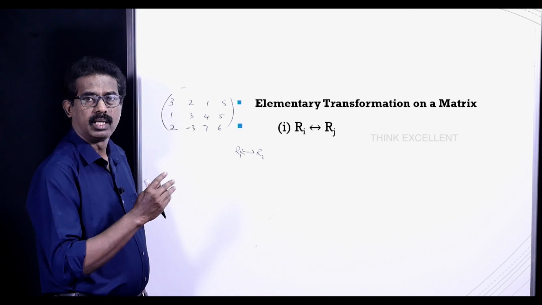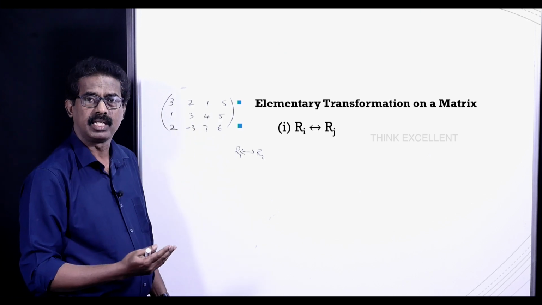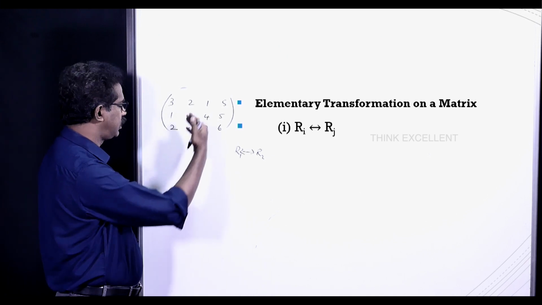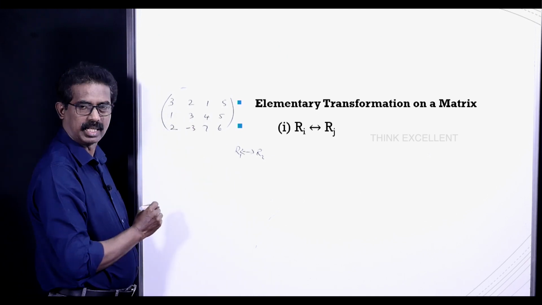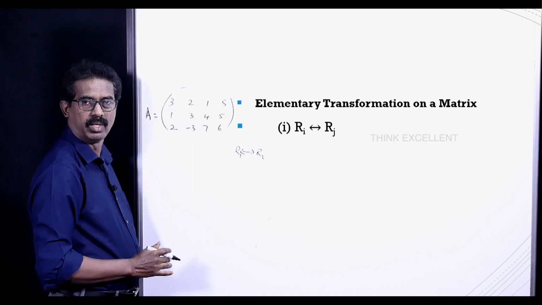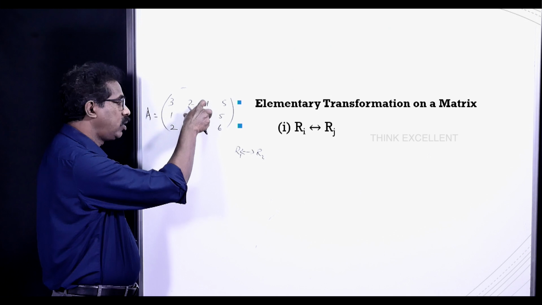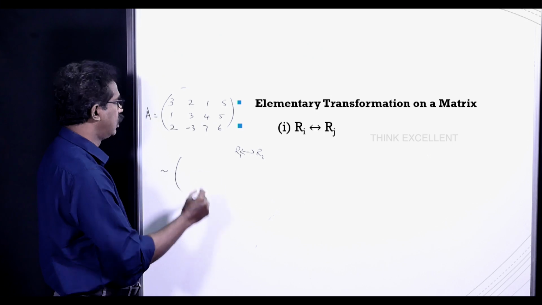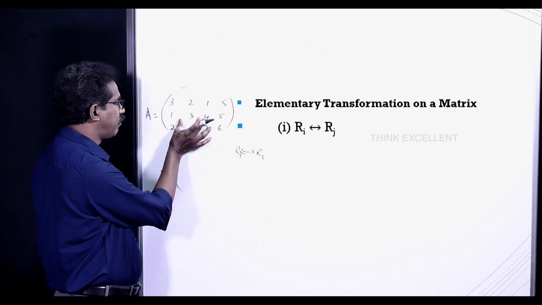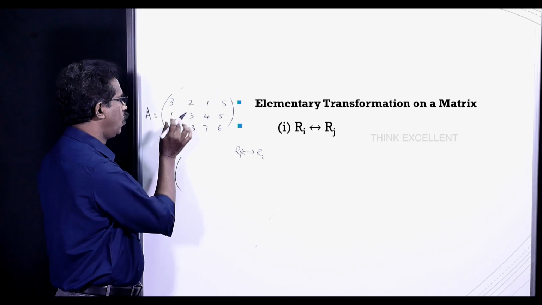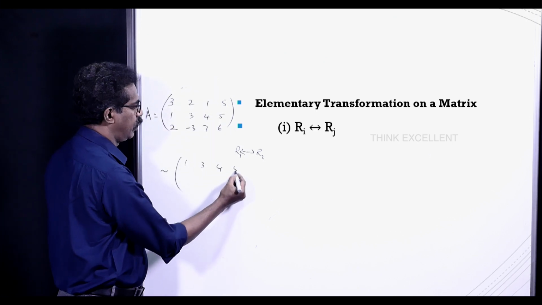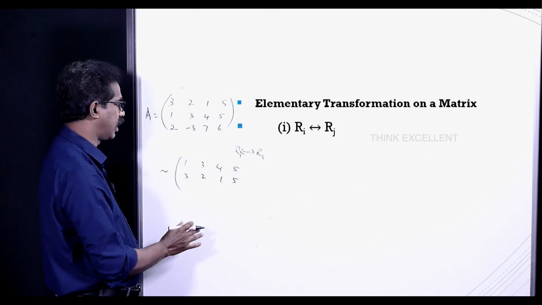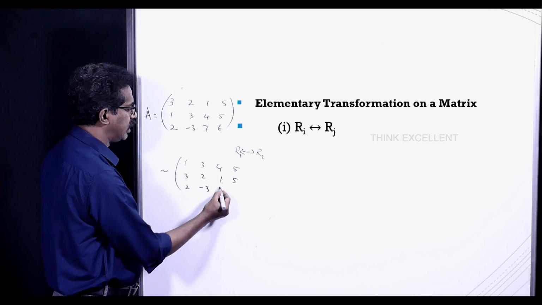So if you interchange, you may ask, does the matrix change? Yes, the matrix changes, but it won't affect the rank. So after interchanging you get a new matrix. We won't put an equal sign here. A is equal to this matrix, but when you give some transformation, it won't be equal to the next matrix. So we use the symbol like this, equivalent to the next matrix. What change are we giving? Interchanging the first row and second row. So the second row goes up: 1, 3, 4, 5. The first row comes down: 3, 2, 1, 5. Third row, no change: 2, minus 3, 7, 6.